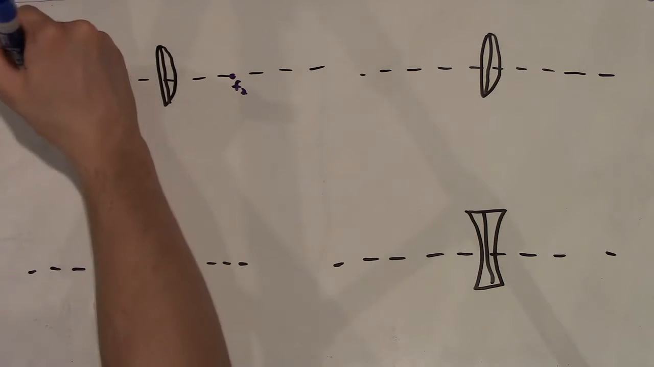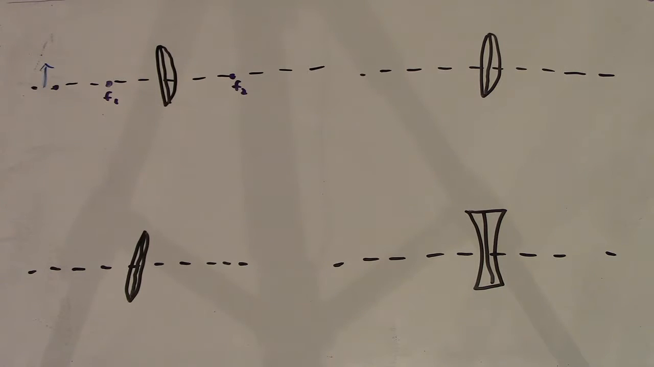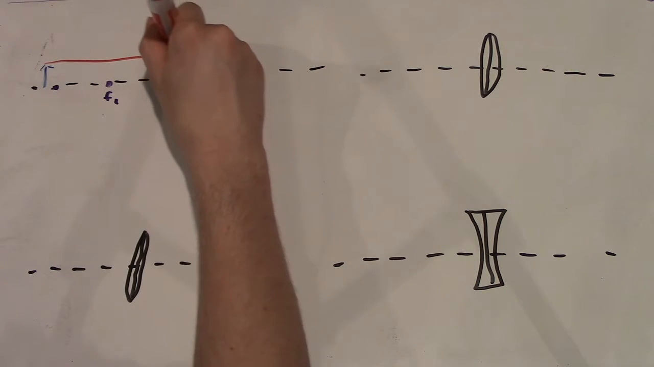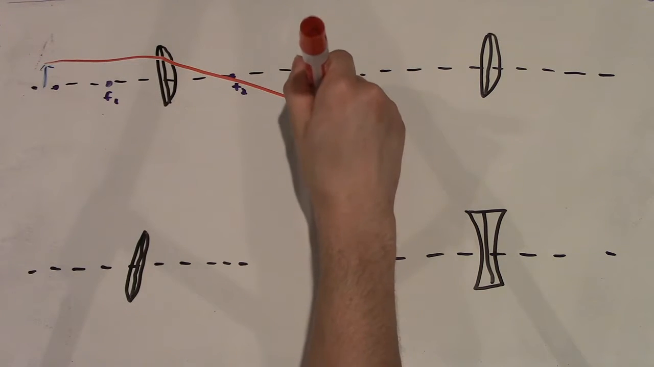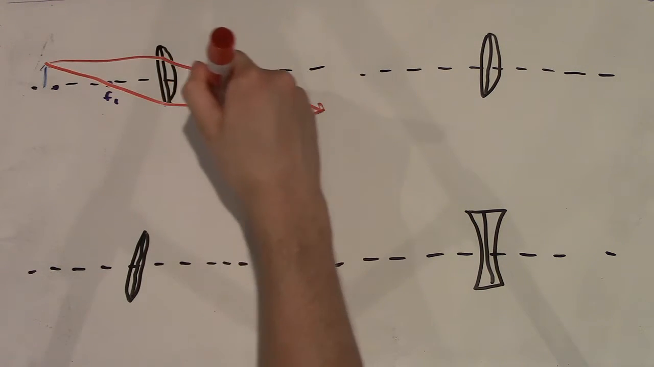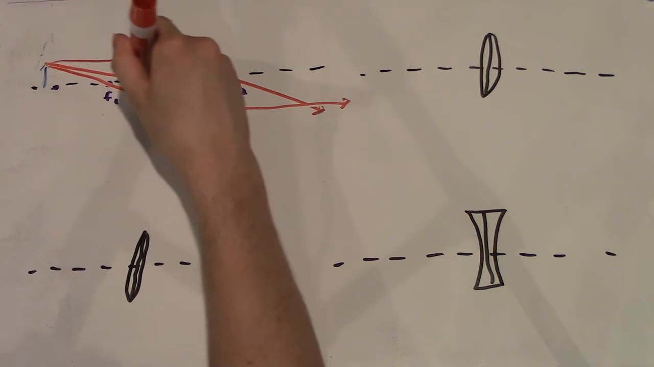Our first situation is if the object is behind the center point in a converging lens. We find the image by tracing out the 3 paths. Parallel to the axis and through the second focus, through the first focus and parallel, and directly through the center of the lens.